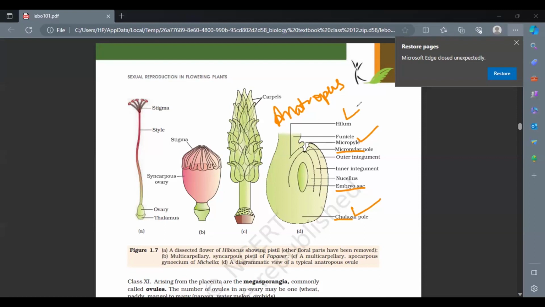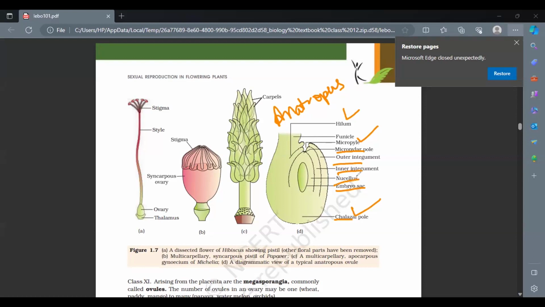On the one side you have the micropylar end, and that end will have the integuments towards it. You can see the two integuments, the outer integument and the inner integument. All these integuments meet at this place, and that place is known as the micropylar pole. Below the integument, you have a very, very important structure called the nucellus.